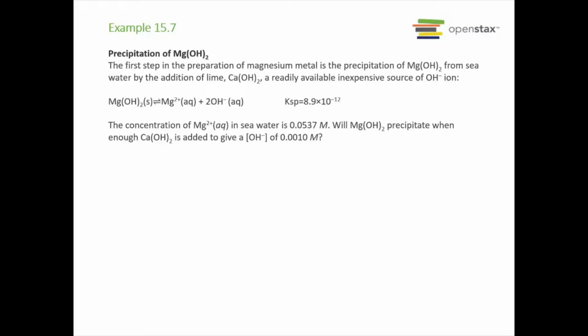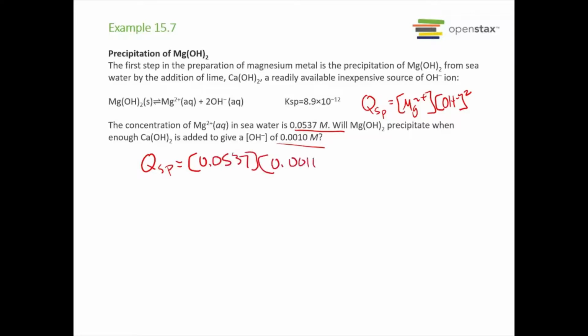So let's start by writing our Q equation. We know that QSP is equal to Mg2+ times OH- squared. Based off of these values we're given here, we have a concentration of magnesium, and we have one of OH-. So QSP is going to be equal to 0.0537 times 0.0010 squared. And this gives us 5.4 times 10 to the negative 8th.